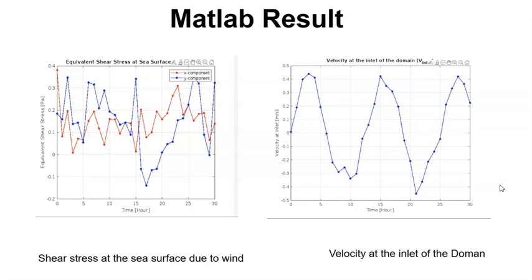On the other hand, the second graph shows the velocity at the inlet of the domain over a 30 hour time period, and the positive and negative of the line flow is mainly because it indicates the water moving into the domain and moving away from the domain.